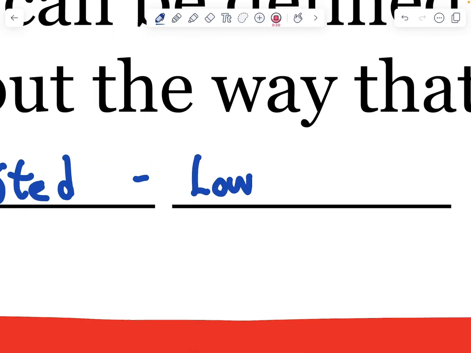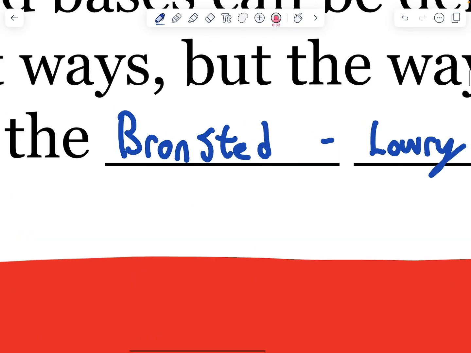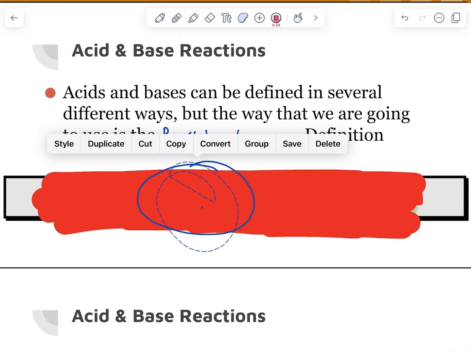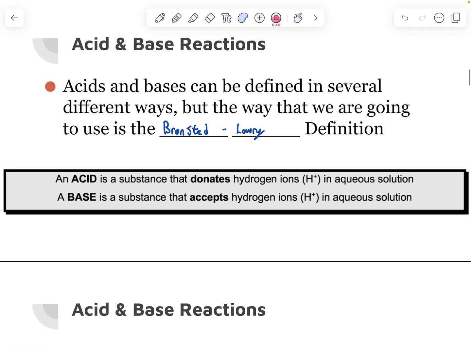Bronsted-Lowry definition. And there's like this little weird little o, some German o. So an acid is a substance that donates hydrogen ions in aqueous solution, and a base is a substance that accepts the hydrogen ions in aqueous solutions.